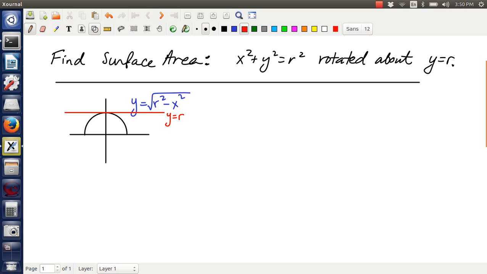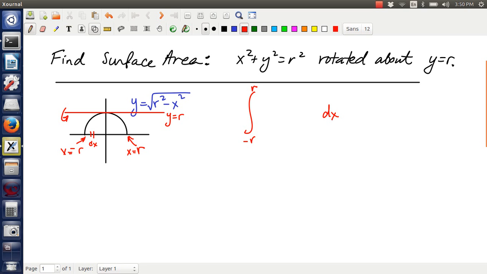And so what we want to do, if we're rotating about this line, then it must be little dx slices, and it must be going from here, which is minus r, to here, which is r. So x equals minus r to x equals r. So your integral is going to go minus r to r, and it's going to be a dx integral. And so which one? Is it area is pi r squared, or circumference is 2 pi r?